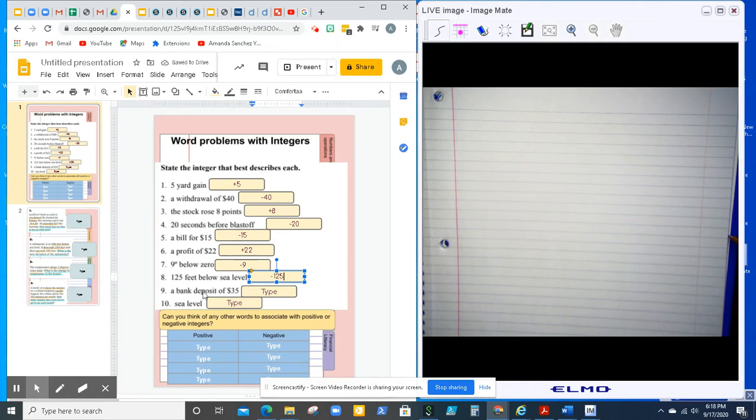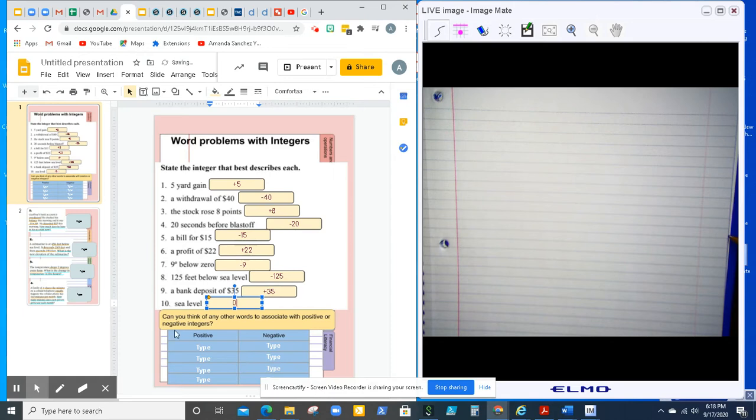And a bank deposit of $35. So a deposit is when you put money into your account. So positive, you're earning money, $35. Sea level, remember, it's when you're floating on the ocean, so it's 0.